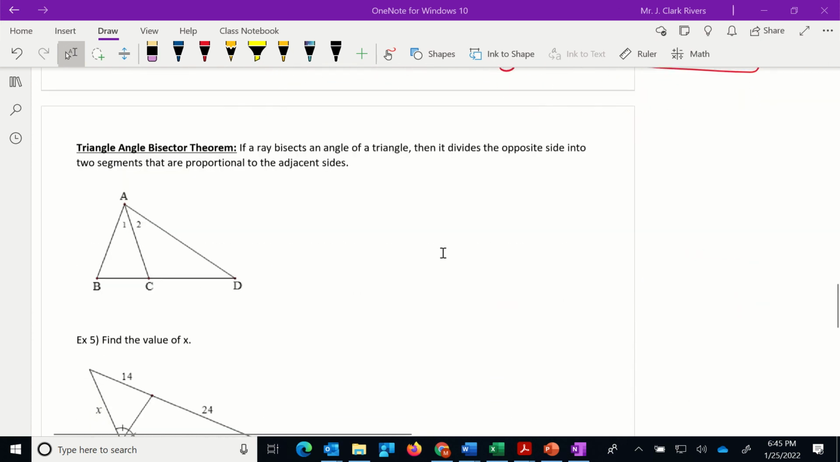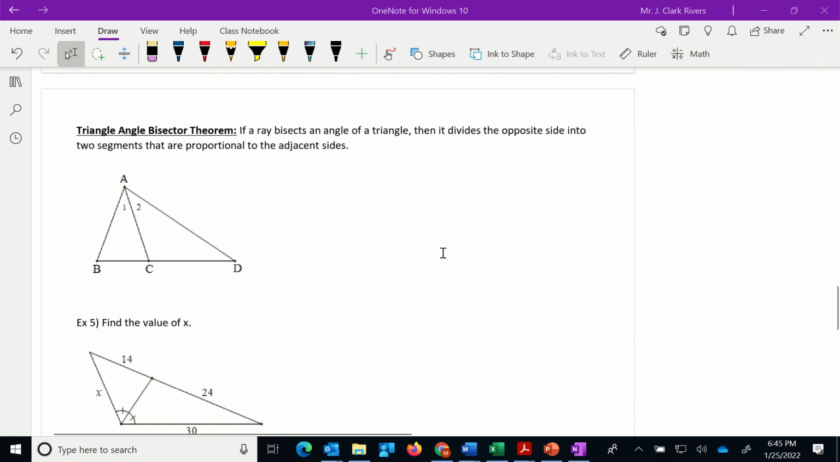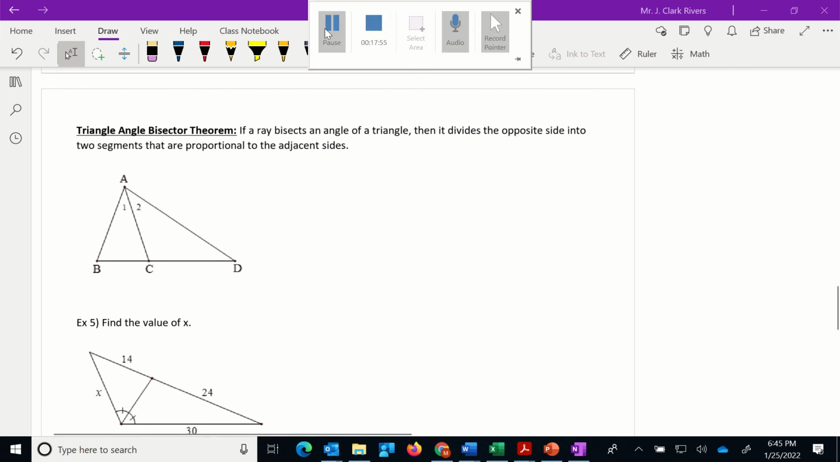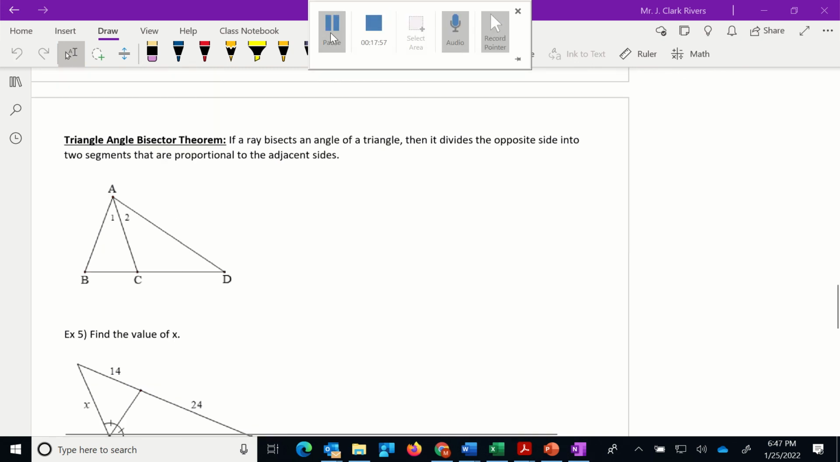On to the triangle angle bisector theorem. If a ray bisects an angle of a triangle, then it divides the opposite side into two segments that are proportional to the adjacent sides. So this one's kind of wordy. First off, we need to know that this angle A here has been bisected. That was not given to us on this.